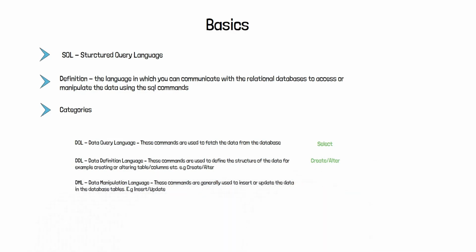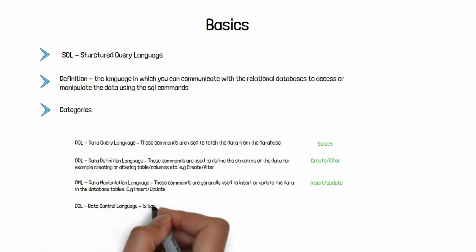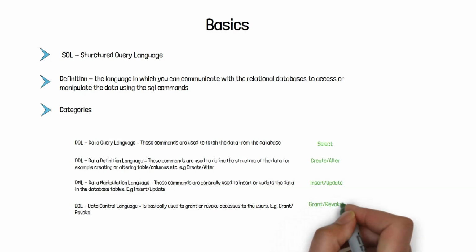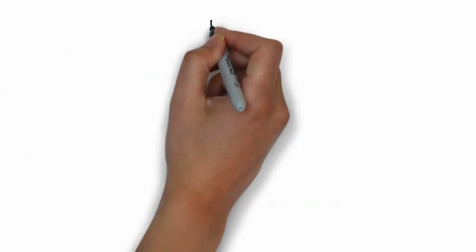Next one is DML, that is data manipulation language. These commands are generally used to insert or update the data in the database tables, and the example is insert or update. The last category is DCL, that is data control language. It's basically used to grant or revoke the accesses to the users, example grant or revoke.